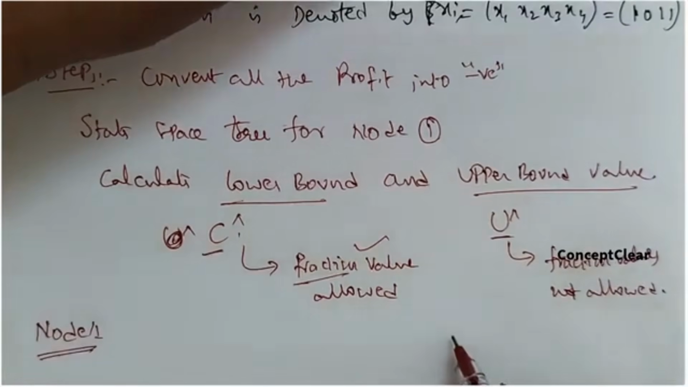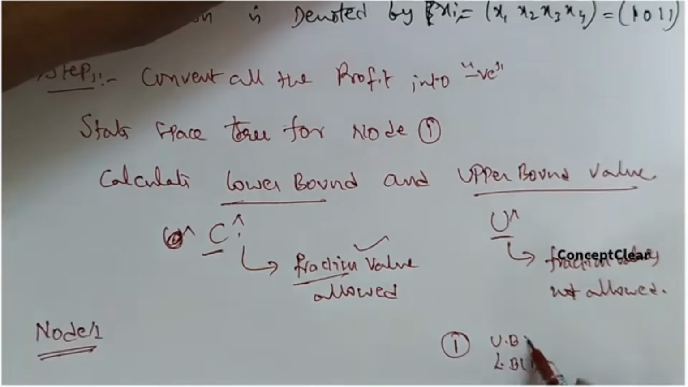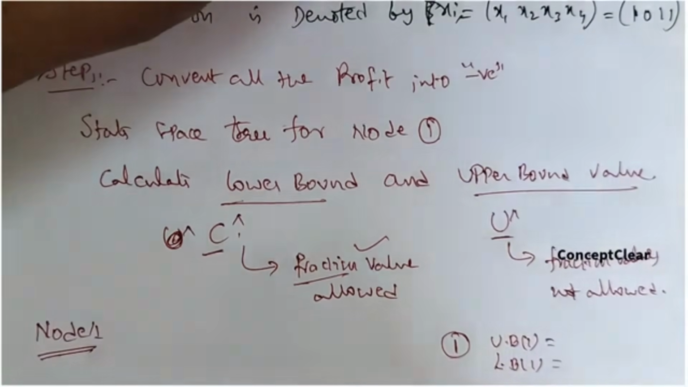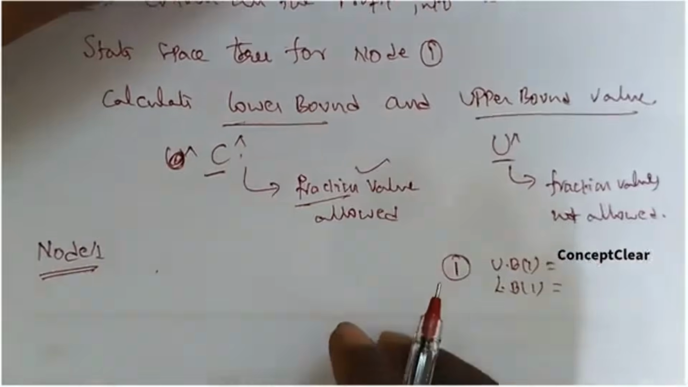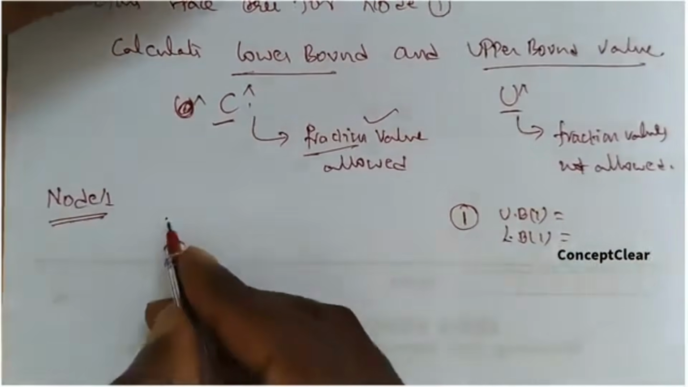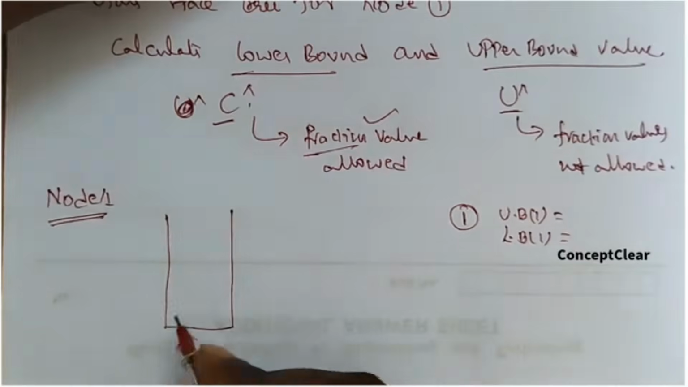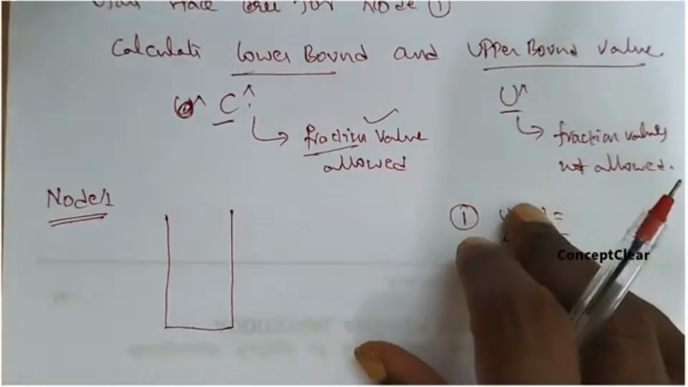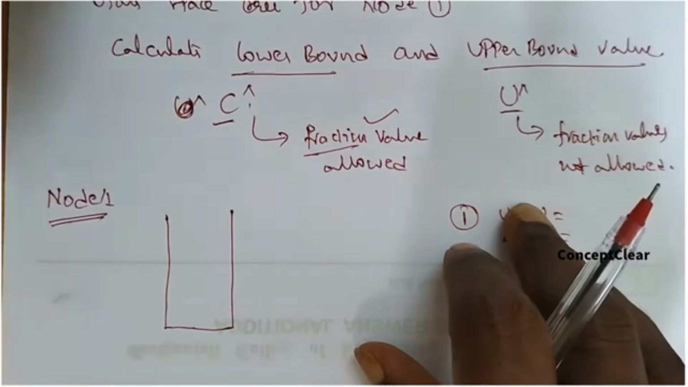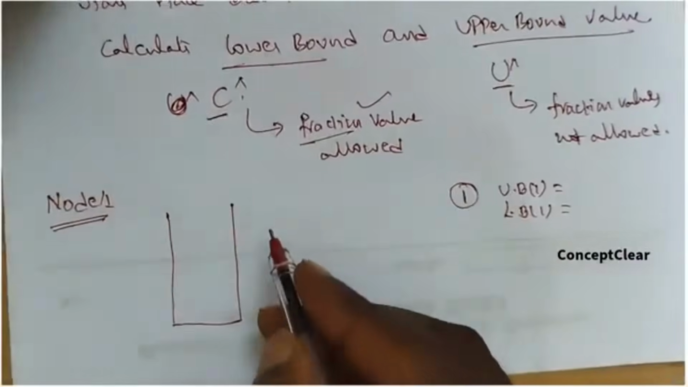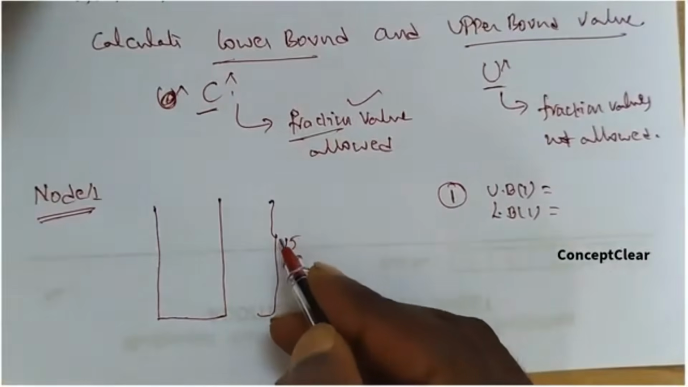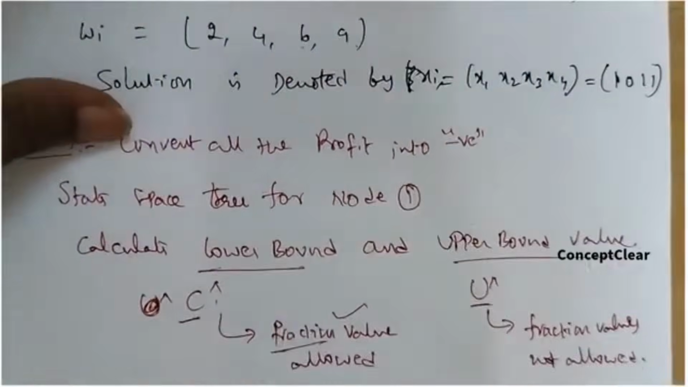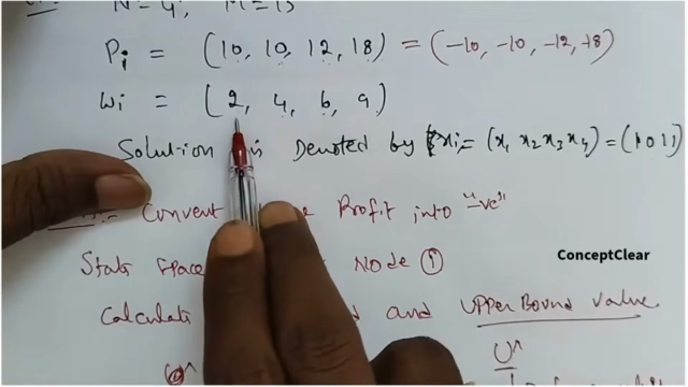For node 1 we have to construct the upper bound value and the lower bound value. Here we have to take a stack, like one stack value here. What is the first weight? The total capacity is 15. So what is the first object's weight? The first object's weight is 2.